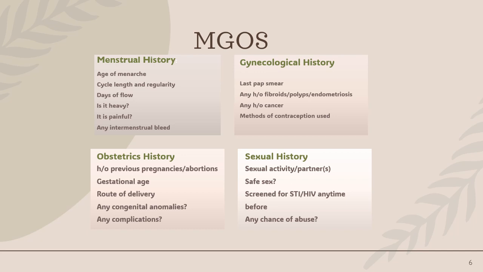This would include you asking the patient about her previous pregnancies, abortions, or stillbirths, and what were the gestational age and the route of delivery. Were there any congenital anomalies? Were there any complications regarding the pregnancy or at labor?